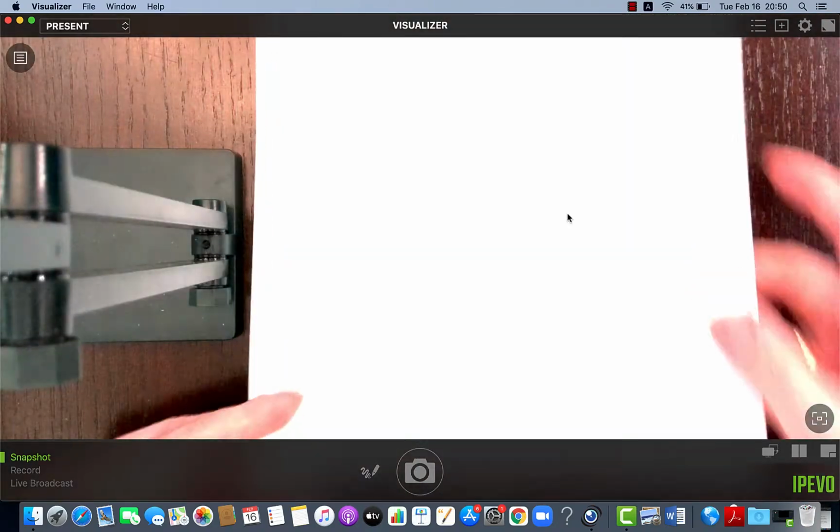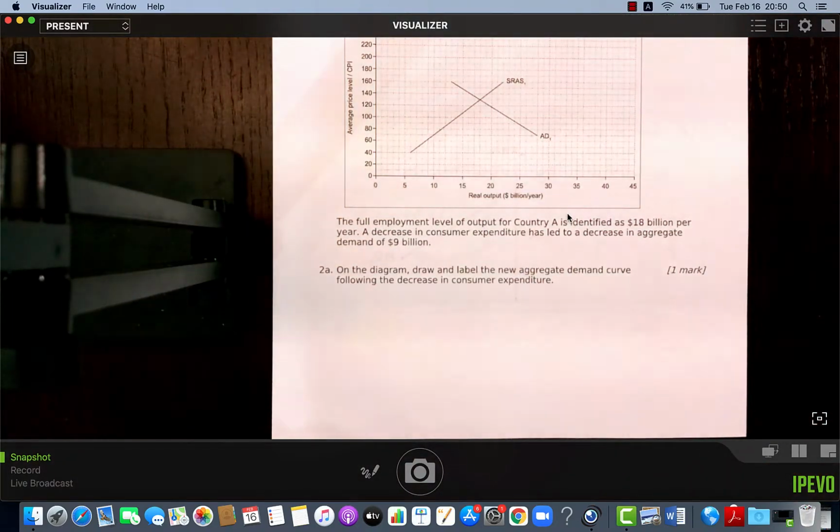Now, this section here at the top is left intentionally blank. And now we're coming on to this one. It says, the following diagram illustrates the aggregate demand and short-run aggregate supply curves for country A according to the monetarist or the new classical view. Now, the full employment level of output for country A is identified at 18 billion per year. That's important for a later question. A decrease of consumer expenditure has led to a decrease in aggregate demand of 9 billion.